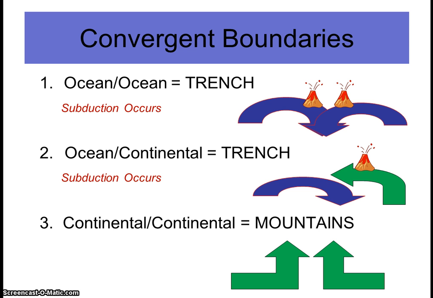Continental-continental collision, you end up with plain old mountains. That's it, just plain old mountains. So the two continents hit, they're both light and less dense, so they go up.